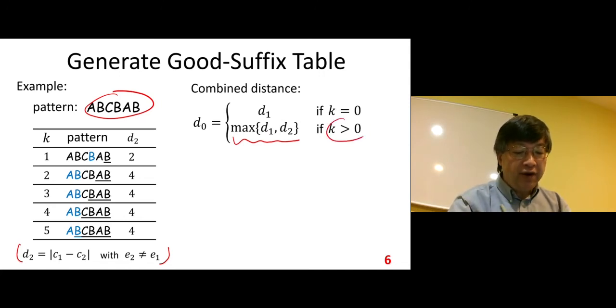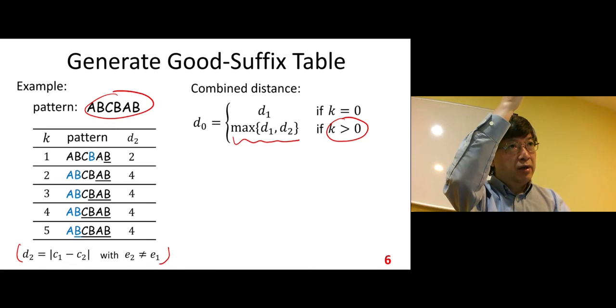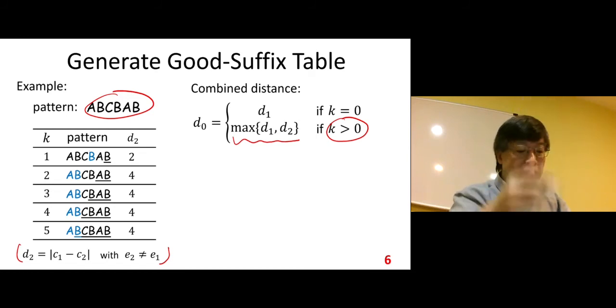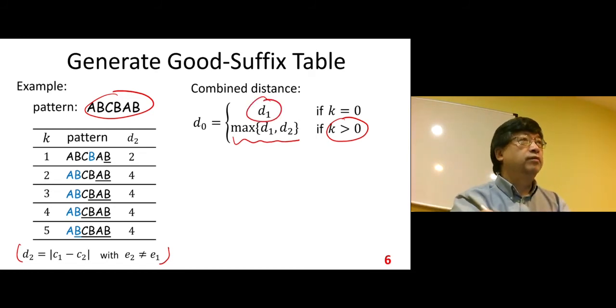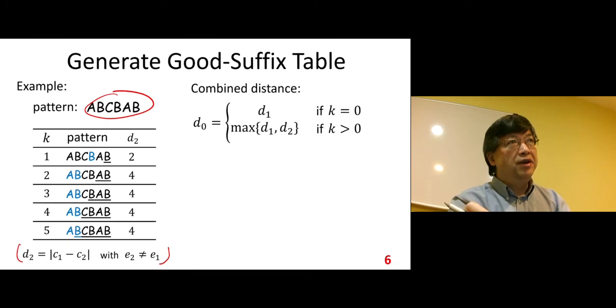But that is for k greater than 0. When k equals 0, that means the suffix length is 0, so the first character does not match. Then we just use D1. We don't have D2, so we just use D1. That's the definition of the combined distance.